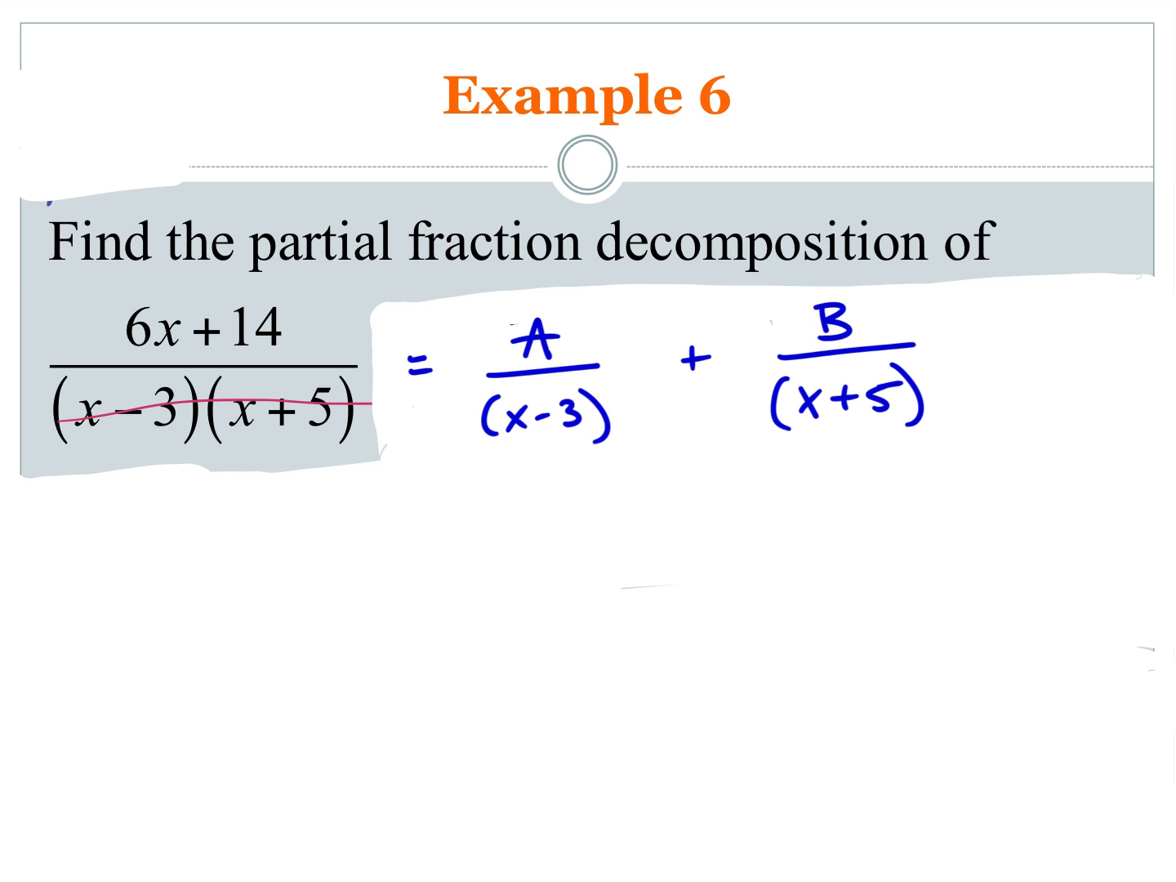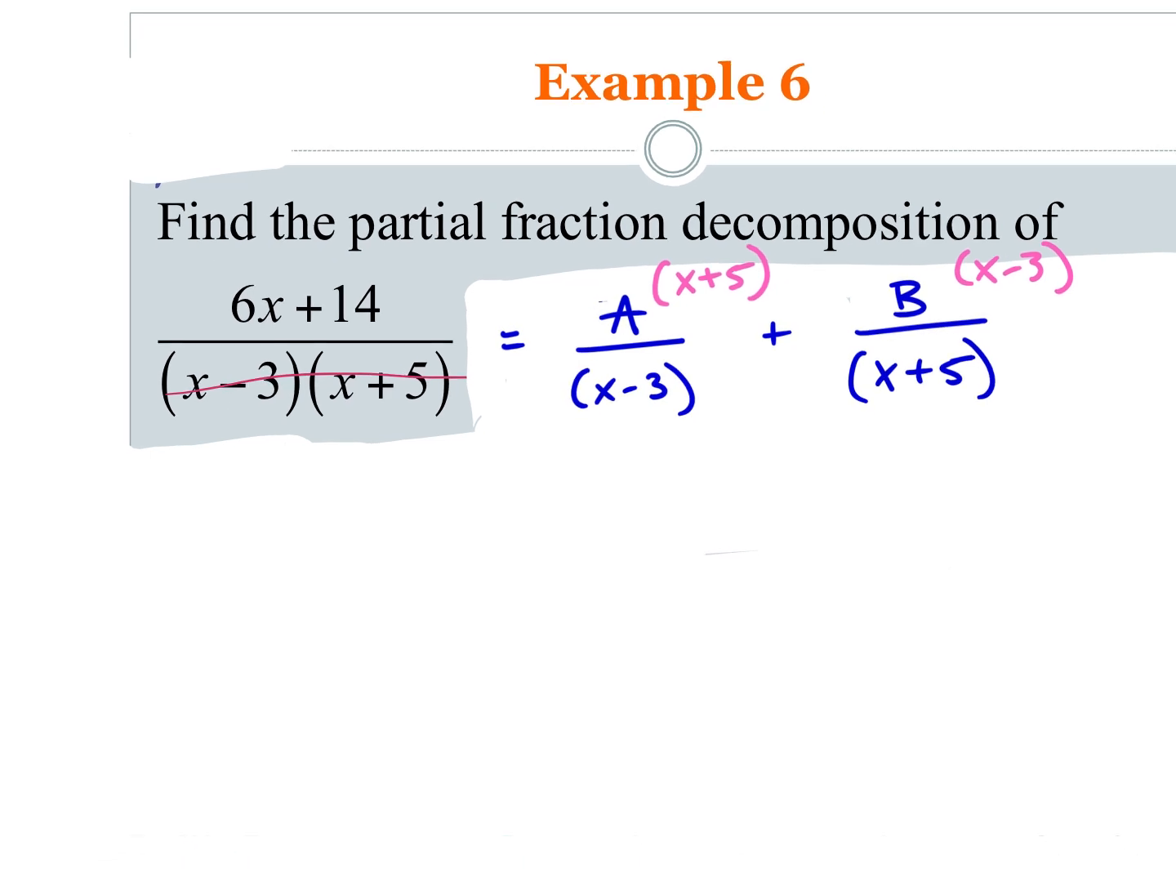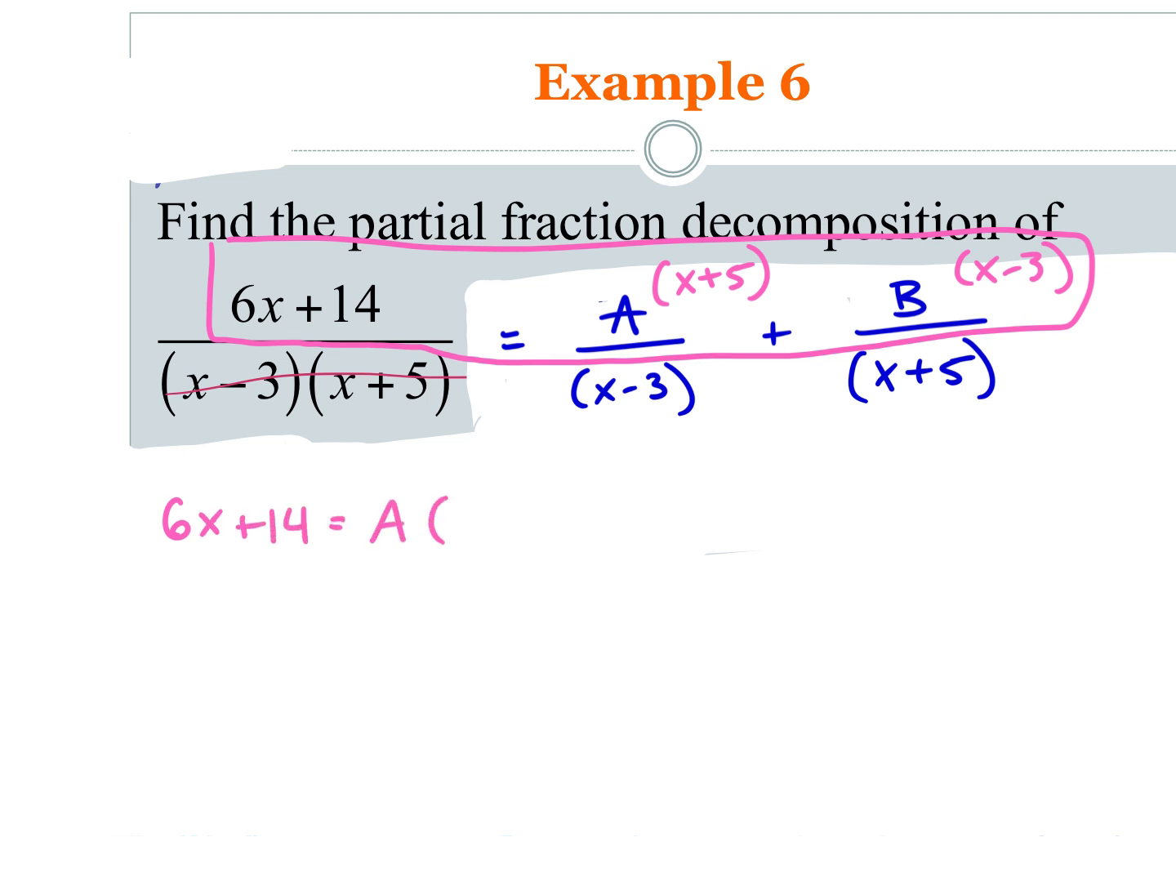Next step, we want to multiply by the missing denominator. So in our first fraction, we're missing x plus 5. In the second fraction, we're missing x minus 3. Then we want to set up an equation. So we're going to set up the numerator and set that equal to A times the missing factor plus B times the missing factor. So we have 6x plus 14 is equal to A times x plus 5 plus B times x minus 3. Everybody with me so far?